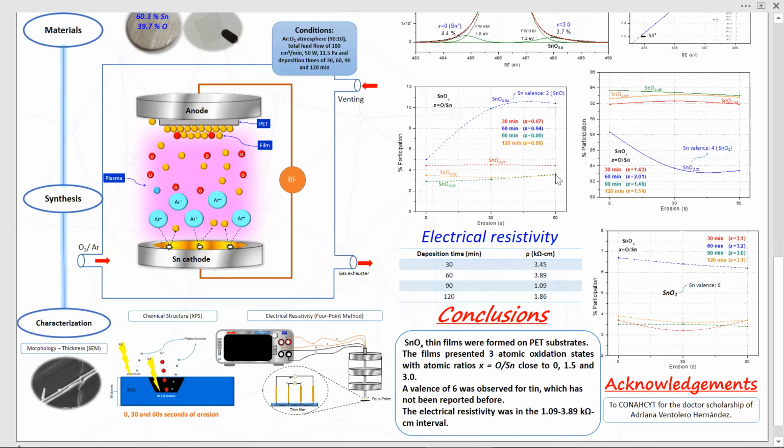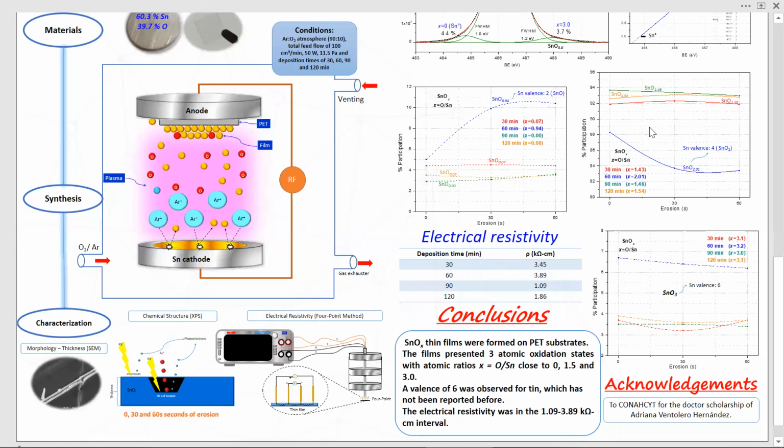In the 60 minutes film, the state corresponds to SnO0.94, which is close to SnO, where tin has a valence of 2, and its participation increases from 5 to 10%. The state with the highest participation in the film is shown in this graph.